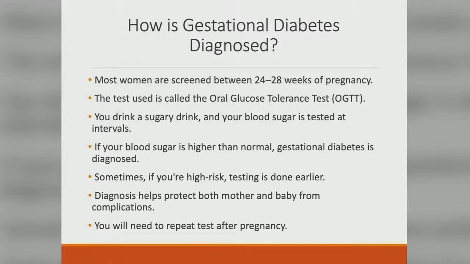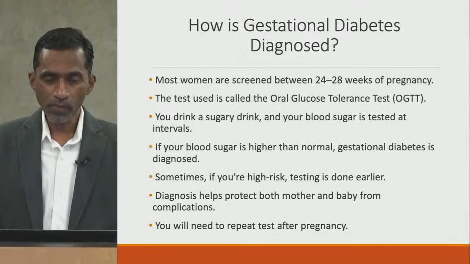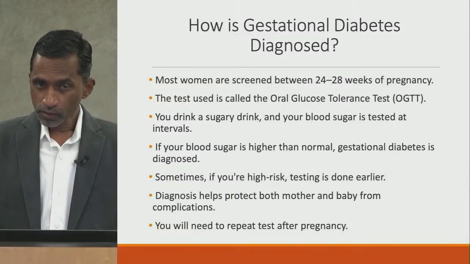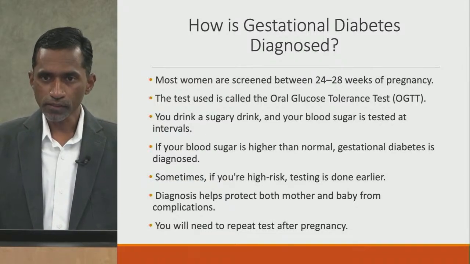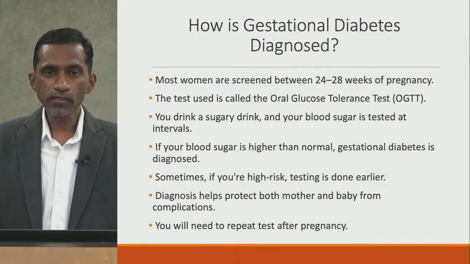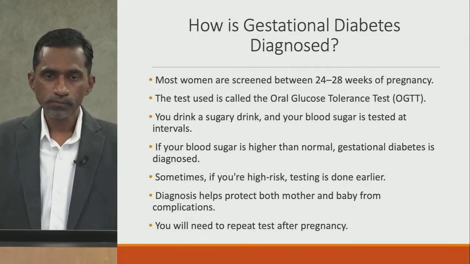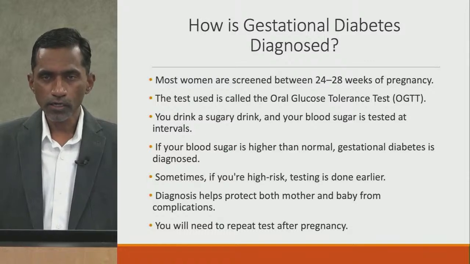How is it diagnosed? Most women are screened between 24 and 28 weeks, and sometimes if the risk factors are there, they can be screened earlier. The test used is called the oral glucose tolerance test. The pregnant mother is given a sugary drink, and the blood sugars are tested at different intervals. And if the blood sugar is higher than normal, then the diagnosis is made.